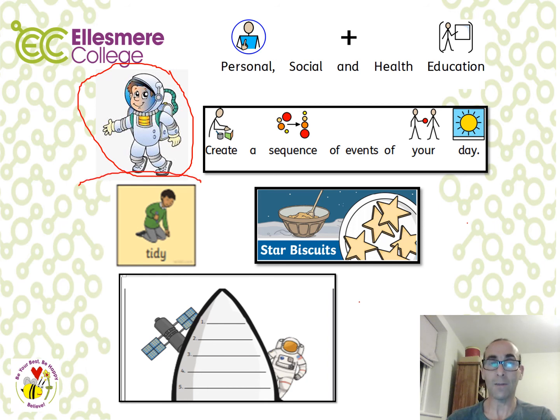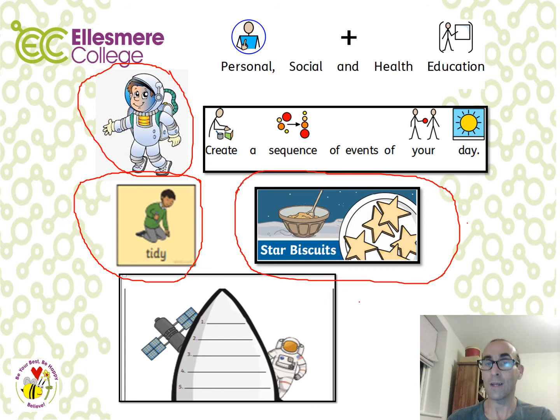In the second of the lessons, we will be considering the jobs that you might do within that sequence of events, be that at home or at school. In the third lesson, we'd like to see how well you do in following instructions. In this case, to make your own star biscuits.